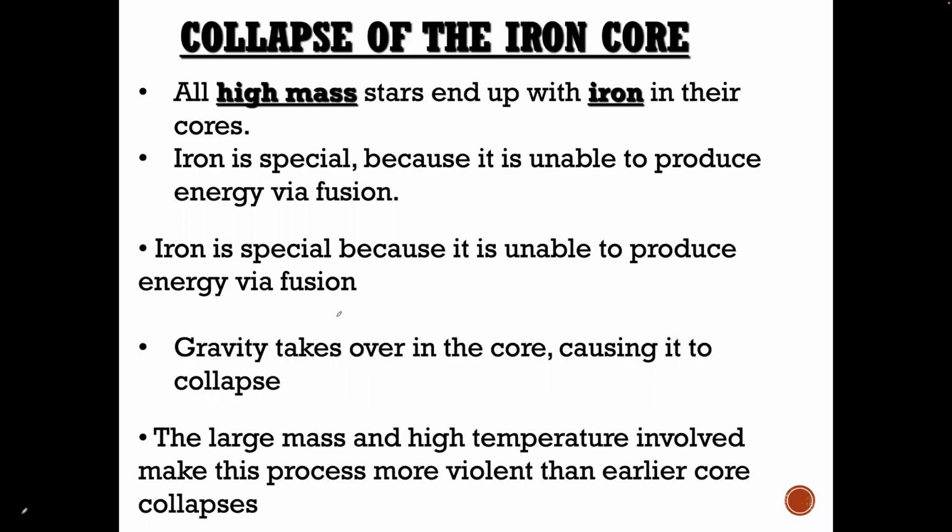Right. Now, there will be a point when this process also needs to be stopped, right? That point will be when these high mass stars end up with iron in their cores, right? So once the iron is made, iron is very special. That is because iron cannot produce any energy via fusion reactions.